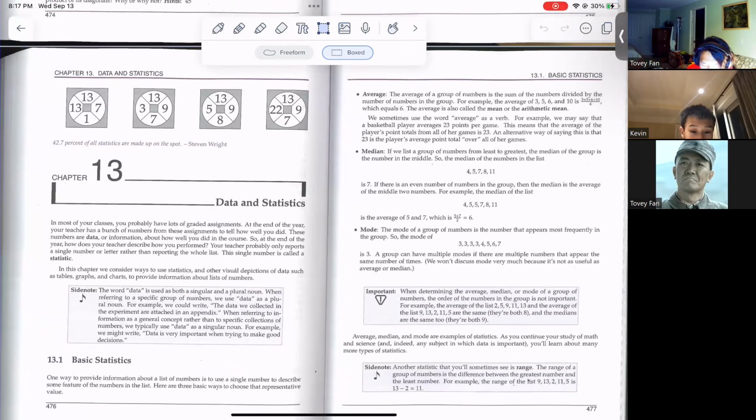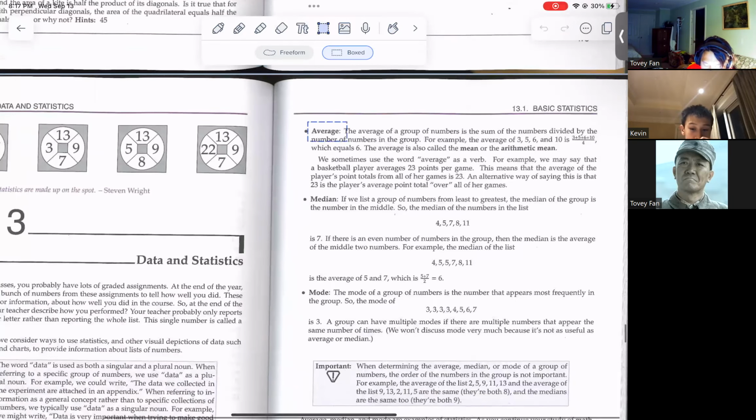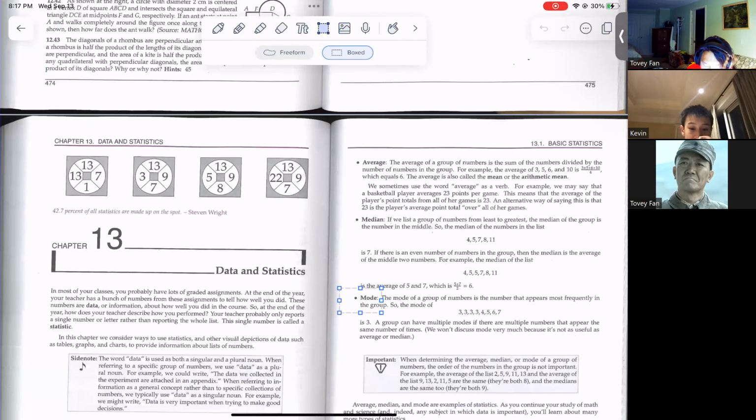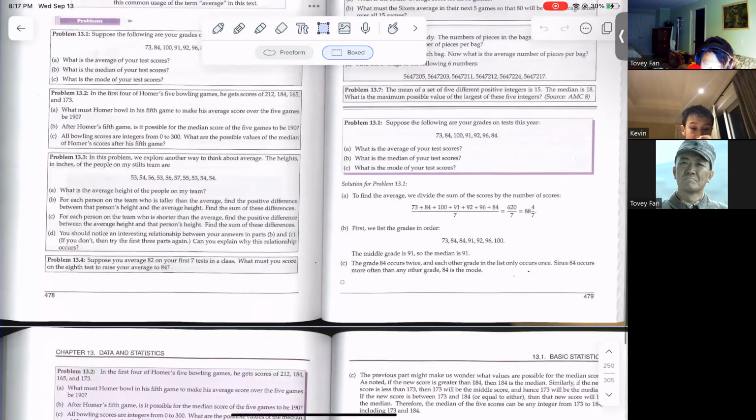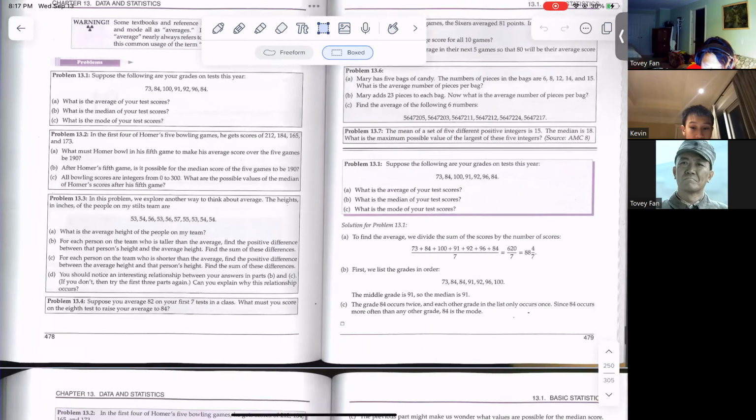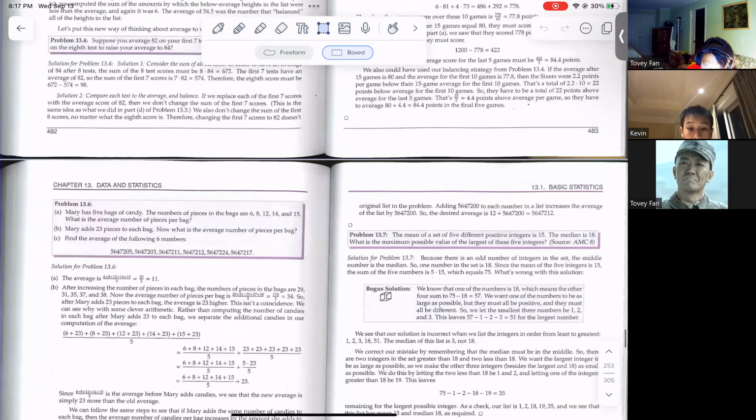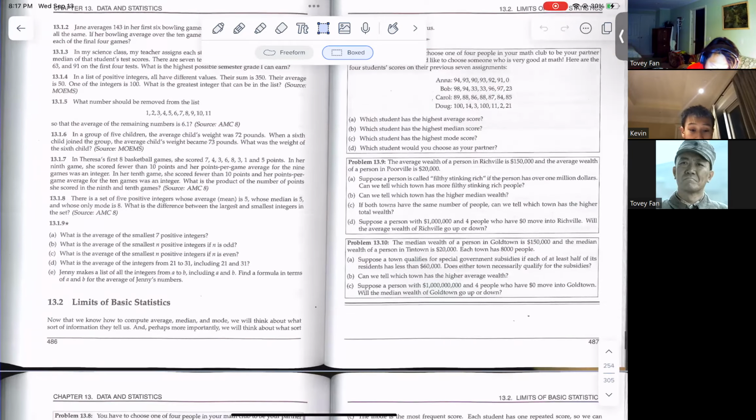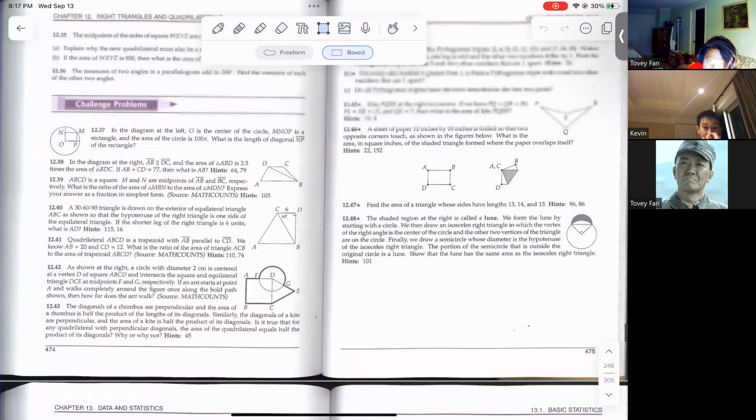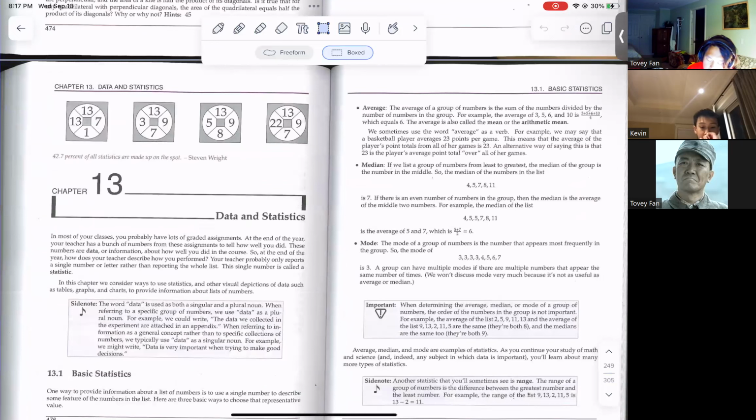Okay, Kevin? For chapter 13, I just want to ask, have you learned these before? Like average, median, mode? Yes. Okay, so you know these. That's SSAT, right? Okay, that's some very basic statistics. So chapter 13 will be easy. If you have time, you can actually preview it and do some questions. This should be easy for you.